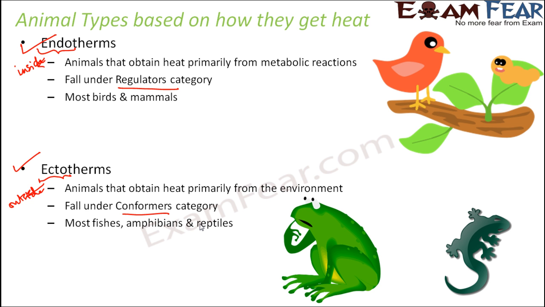Now, it is very obvious that endotherms will fall under the category of regulators, because regulators are the ones which undergo a lot of metabolic activities within their body, because of which heat gets generated. But that is not the case for conformers, and therefore ectotherms fall under the conformers category.